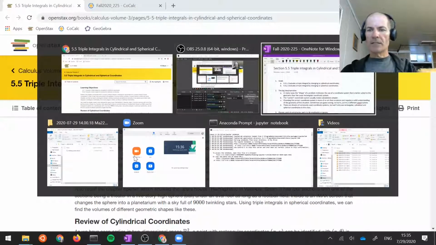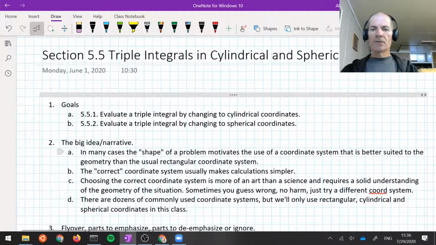Let me go back to my notes here. So the big idea here, why are we even bothering to do integrals in different coordinate systems? It's because sometimes the shape of a problem motivates one particular coordinate system over another. And you might say, what do you mean? Why would the coordinate system matter? It turns out that if you choose the right coordinate system, usually it's going to make the calculations easier.